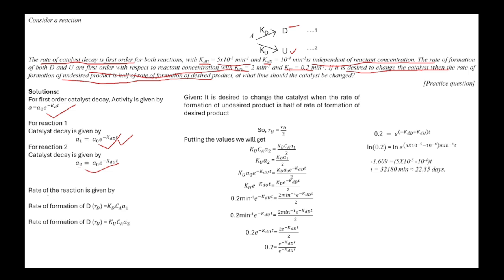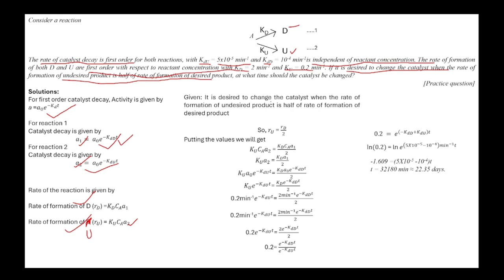Now, the rate of the reaction. Rate of formation of D is given by Kd Ca A1. Sorry, this will be U, not D. Rate of formation of U is given by Ku Ca A2. Put this value of A1 from here and A2 from here.